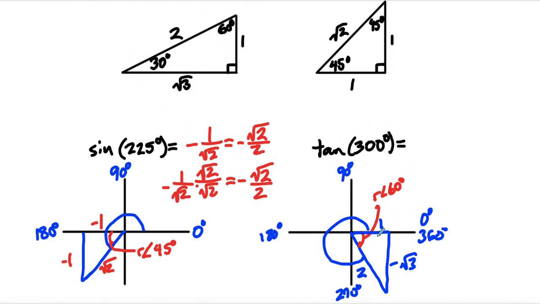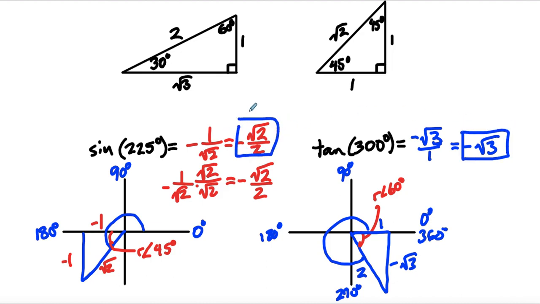So now I go to tangent. Well, tangent is opposite the reference angle over adjacent. So negative square root of 3, let's redraw that. Negative square root of 3 over 1, well, that's just the same as negative square root of 3. So we have our answer here.